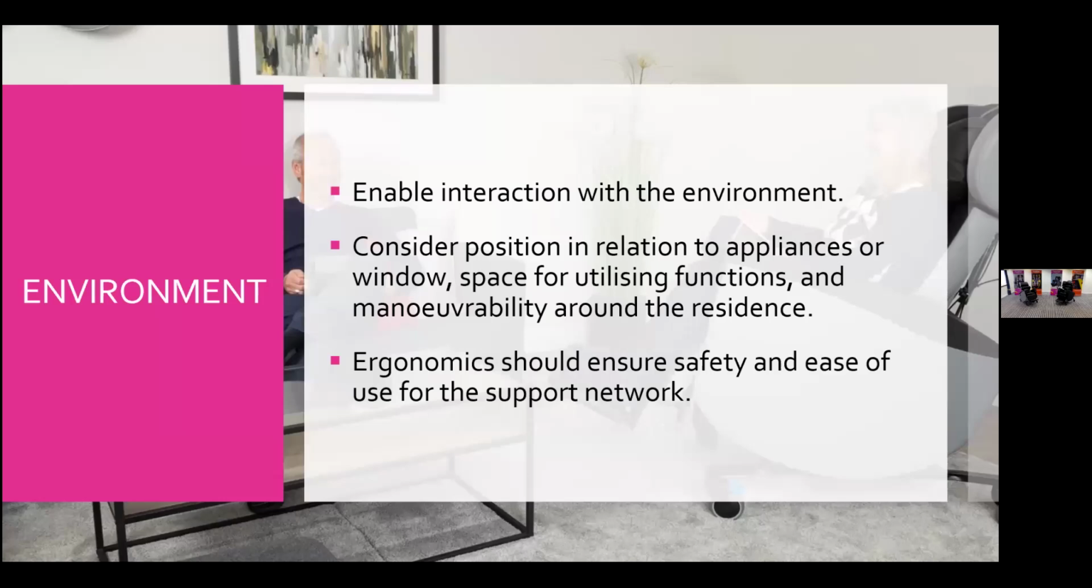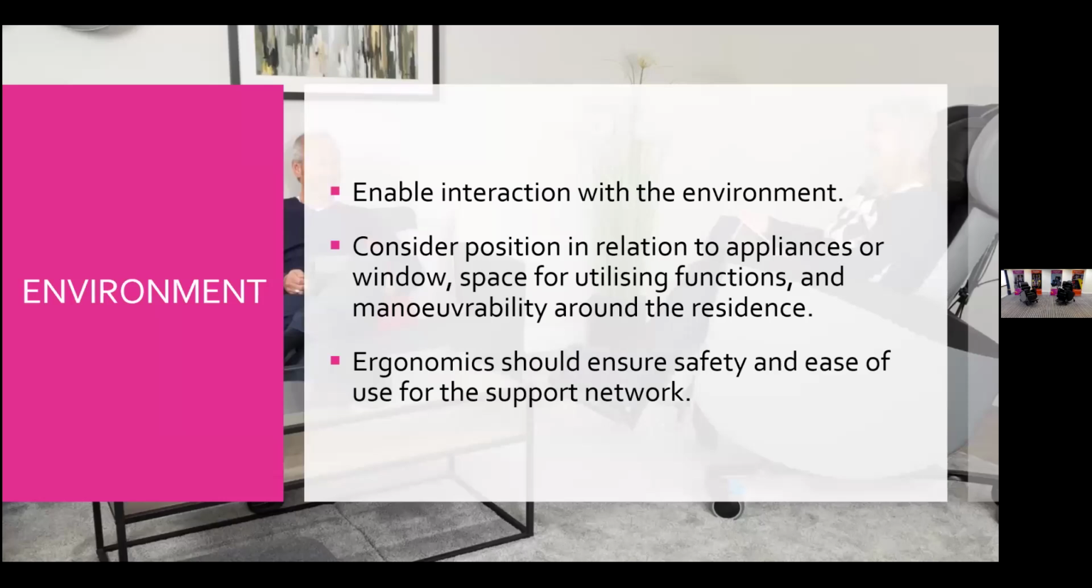So maybe a hobby of theirs is watching movies, so be mindful of where the chair is positioned in relation to the TV. Maybe for some individuals, their favourite pastime is watching the birds. So again, we need to be thinking about how that relates to the window instead of the TV. And this is all part of that holistic assessment, understanding what's important to them throughout their daily life and what we need the chair to do.